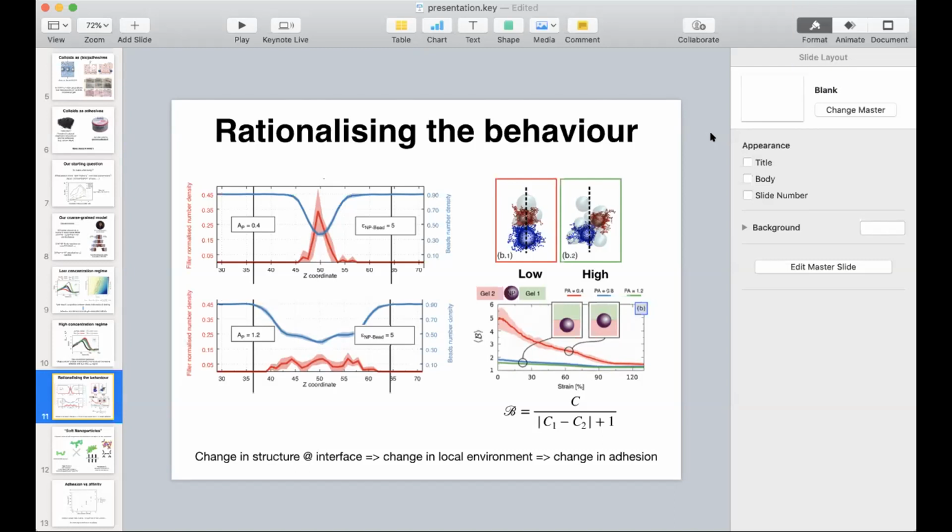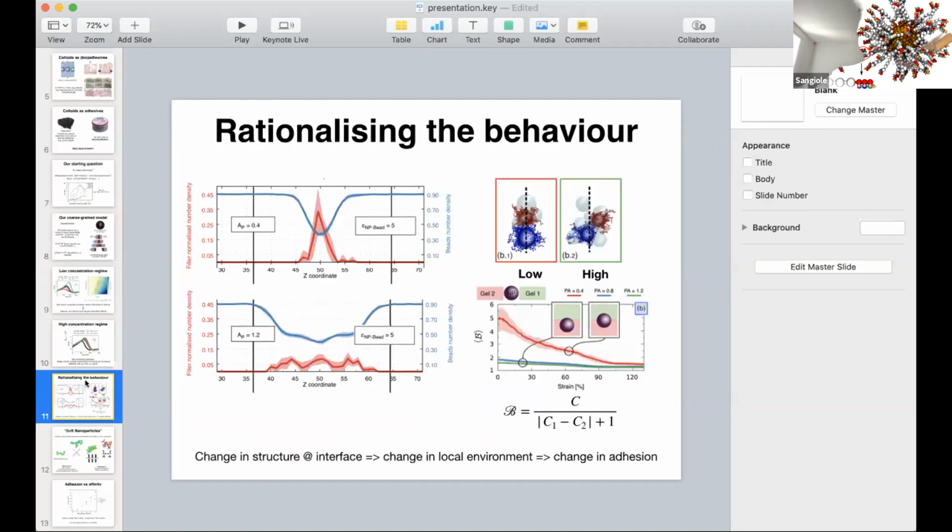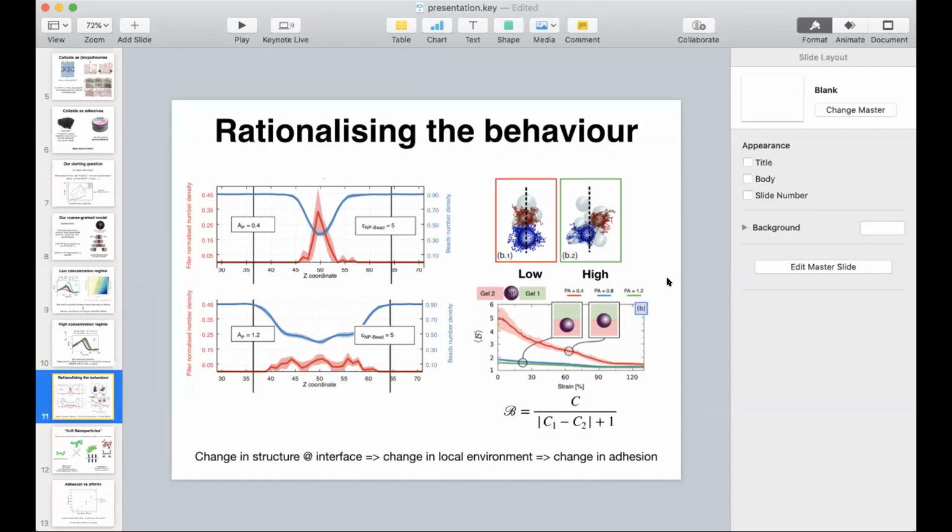Right, okay. But obviously there are size effects as well. Yes. Actually, if you check the paper, which is Nano Letters, volume 18, 2018, from us, it explains in more detail what I was trying to show here. Okay, fair enough.